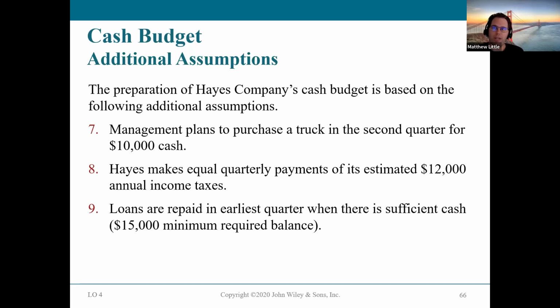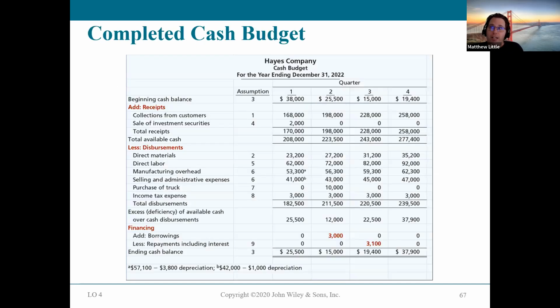Other assumptions, management plans to purchase a truck for 10,000 cash in Q2. We make equal quarterly installments for income taxes of the 12,000 for the year, so quarterly. And loans are repaid in the earliest quarter where there's sufficient cash with the $15,000 minimum required balance. So now we can set up a little cash budget.